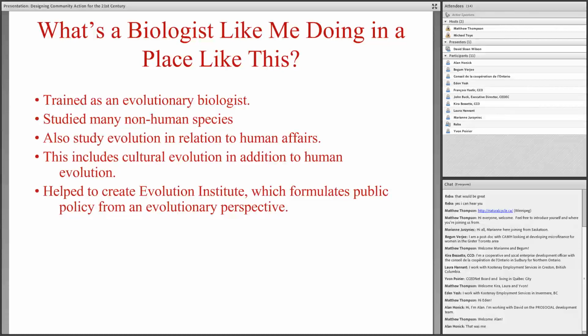But I also study evolution in relation to human affairs, and it's important to stress that evolution includes cultural evolution, not just genetic evolution, so that most of the fast-paced changes that are taking place all around us, which we don't necessarily associate with evolution, are in fact forms of evolution. And that's what makes Darwin's theory so important for us all to know about.